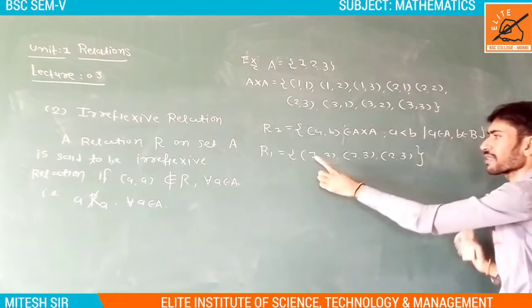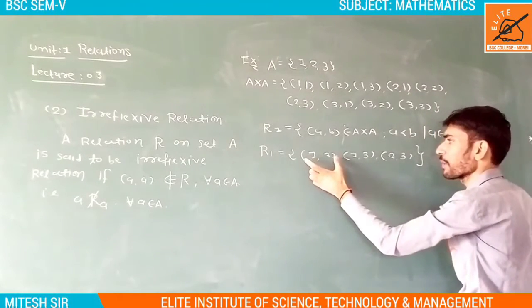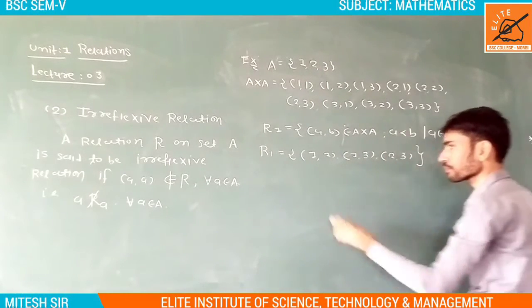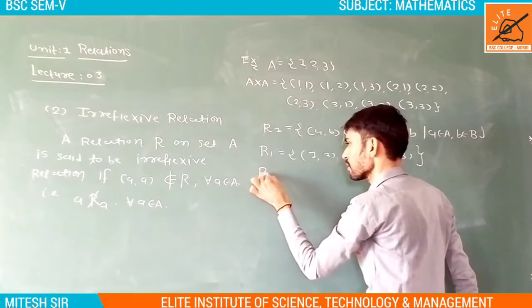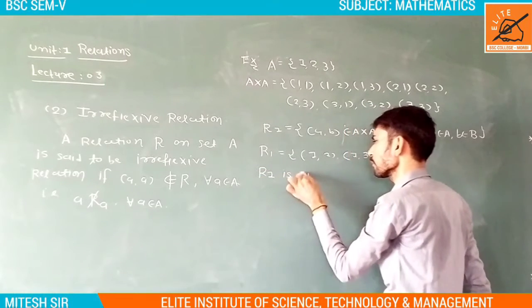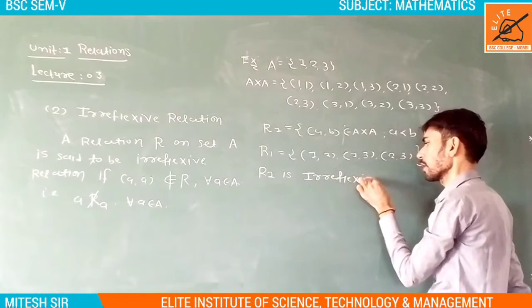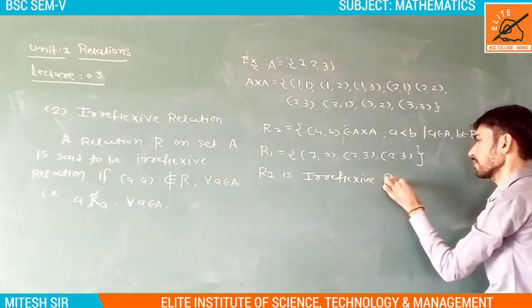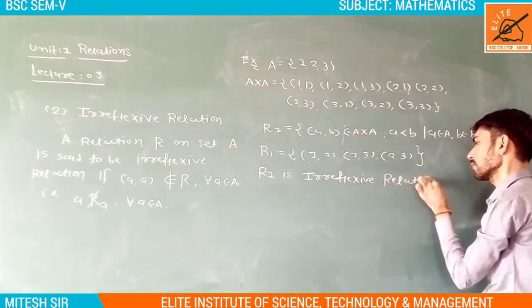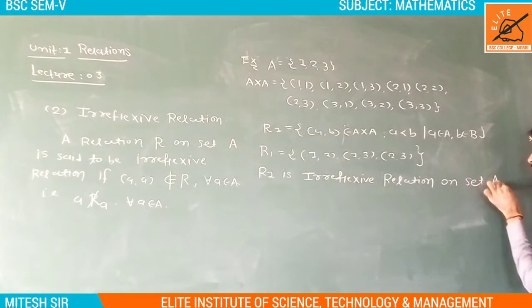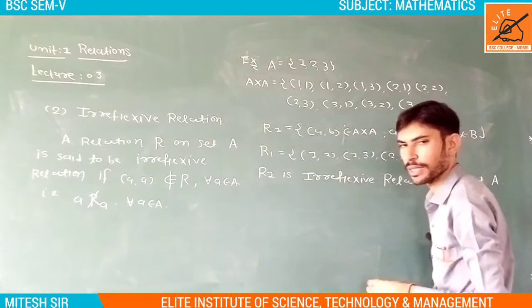So look at the relation R1. Our relation does not contain the pairs 1 1, 2 2 and 3 3, so our relation is irreflexive. So here we write R1 is an irreflexive relation on set A. So this is an example of an irreflexive relation.